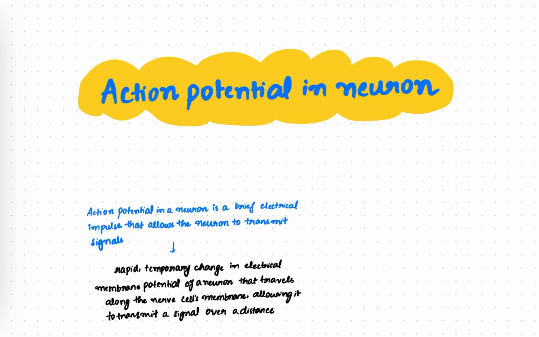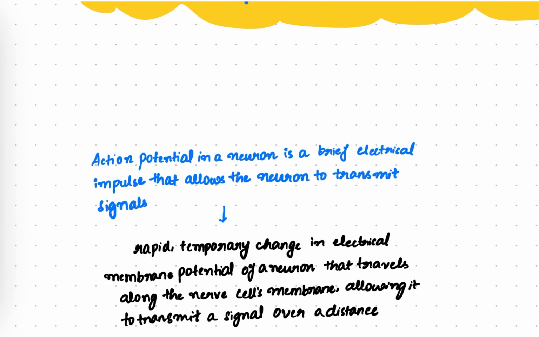Hello everyone, in this video we are going to discuss action potential in neuron. An action potential in a neuron is a brief electrical impulse that allows the neuron to transmit signals. By definition, it is a rapid, temporary change in electrical membrane potential of a neuron that travels along the nerve cell membrane, allowing it to transmit a signal over a distance.